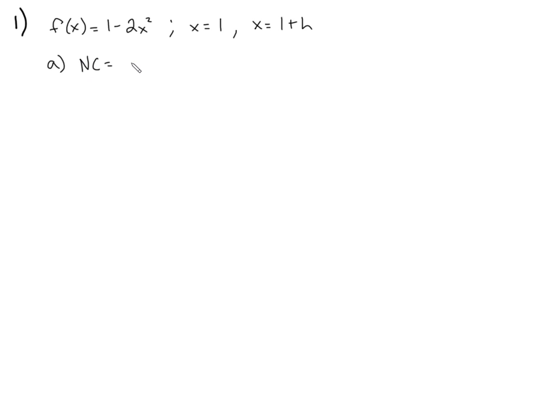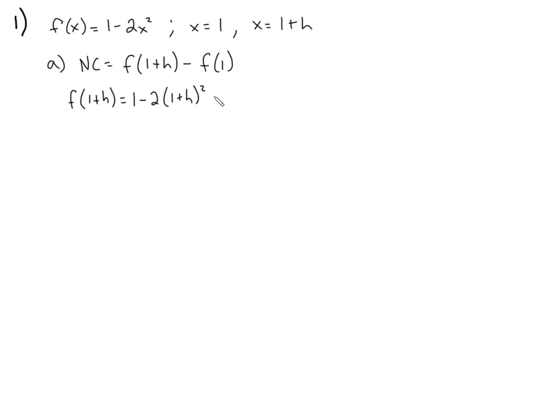Net change is the difference between f of the second number, in this case f of 1 plus h, and the first number, which is 1. So difference between these two. So that means we need to find both f of 1 plus h and f of 1. f of 1 plus h can be found by plugging 1 plus h into the function, simplifying.